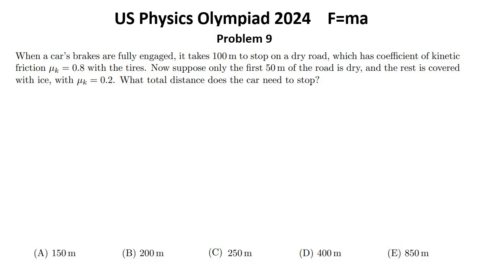Problem number 9. When a car's brakes are fully engaged, it takes 100 meters to stop on a dry road, which has coefficient of kinetic friction μk = 0.8 with the tires. Now suppose only the first 50 meters of the road is dry, and the rest is covered with ice, with μk = 0.2. What total distance does the car need to stop?